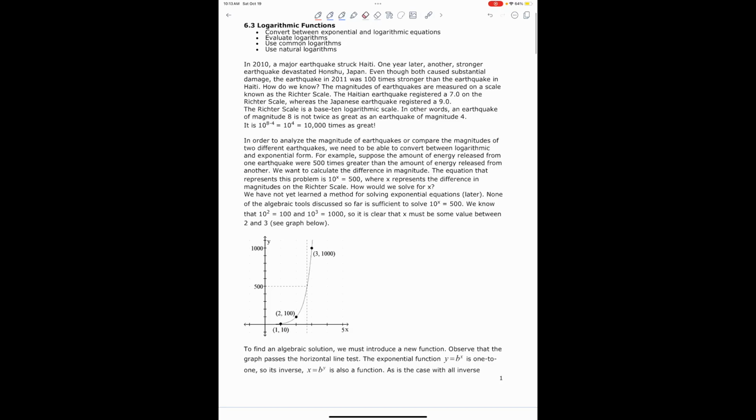Section 6.3, Logarithmic Functions. In this section, you're going to convert between exponential and logarithmic equations. You're going to evaluate logarithms. You're going to use the common logarithms. You will use the natural logarithms.